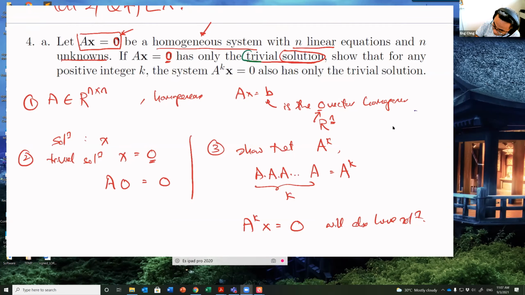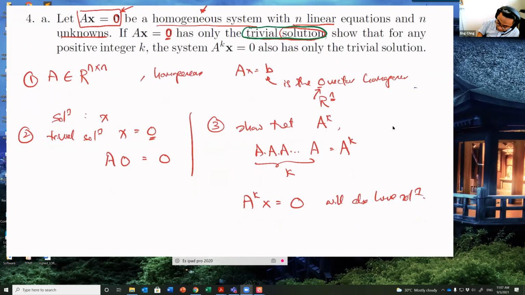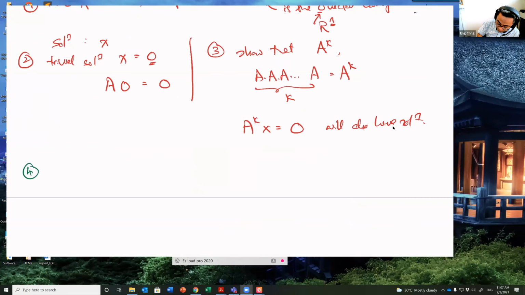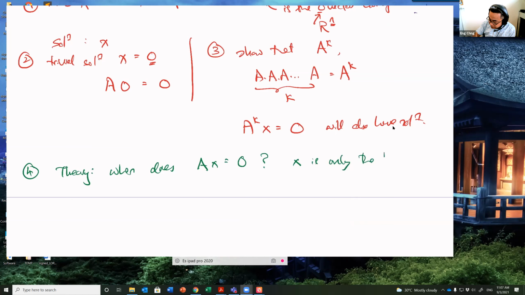Okay. So the question is, theory: when does AX equals 0? Under what condition does AX equals 0 have X only the trivial solution? Under what condition? You should refer to Lay 5E, page 114, the invertible matrix theorem.